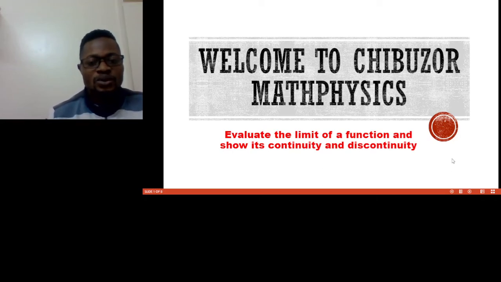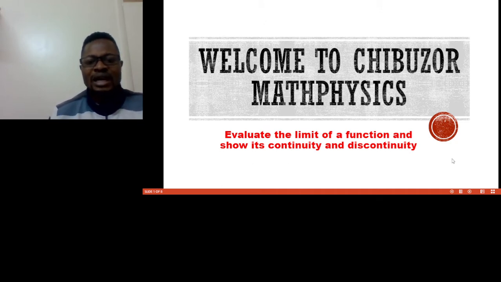Today I'll be taking you through evaluation of limit. What is a limit? In mathematics, a limit is the value that a function or a sequence approaches. So a function approaches some value. Limits are essential to calculus, in defining continuity, derivatives, and even integrals.